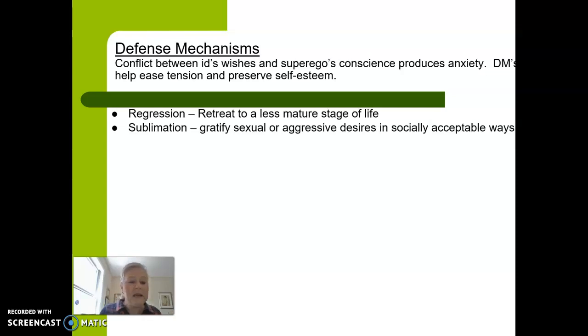So what we do instead is we sublimate those aggressive desires or those sexual desires in what are considered socially acceptable ways. So whether we watch football or we play football, the idea here is that we're sublimating this pent-up energy that we have as humans in a way that is socially acceptable. This could be true for artists as well.